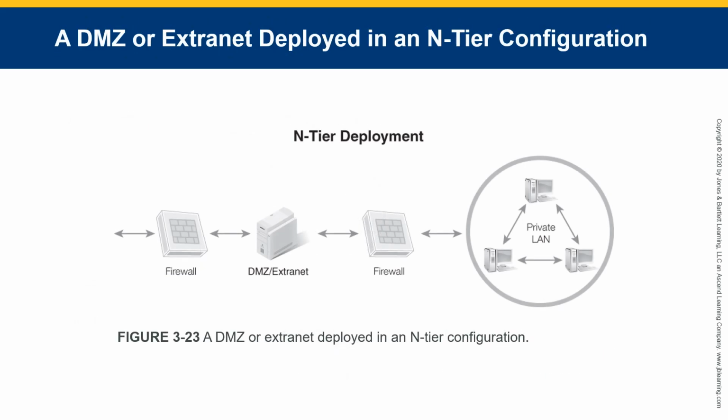Here's an N-tier deployment where you see the firewall, the DMZ, and another firewall here, and then behind that other firewall is the private LAN. So if one firewall gets breached, then they have another firewall to try and crack into.